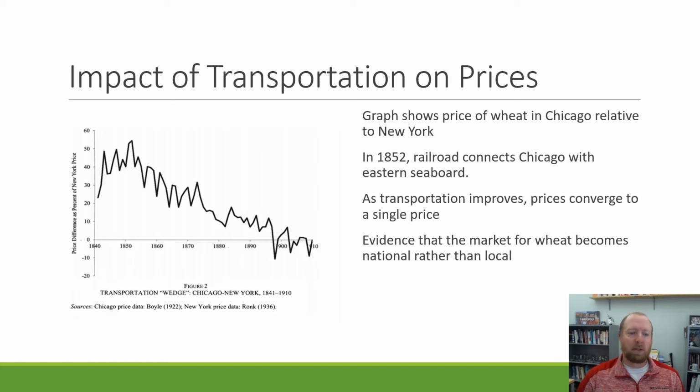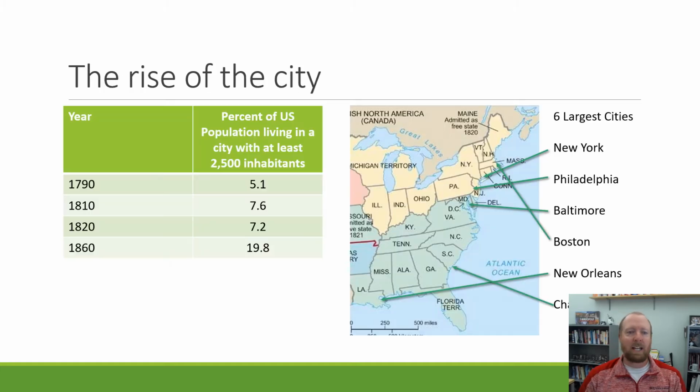So this graph shows the price difference, the percent of the New York price compared to the Chicago price of wheat. And you see that as the railroads expand, as we go back to those previous pictures, the price of wheat begins to converge to zero. I mean, there's no difference in the price of wheat sold in Chicago to wheat sold in New York. And that's a really big factor that transportation had: it brought the economy down to a single economy nationwide. And the railroad really had that impact.